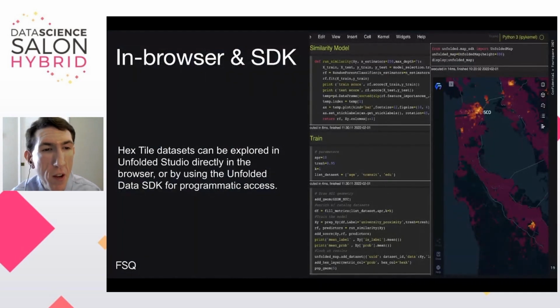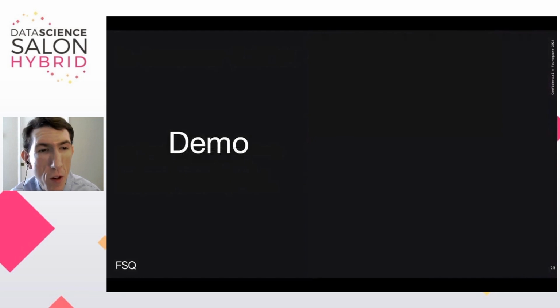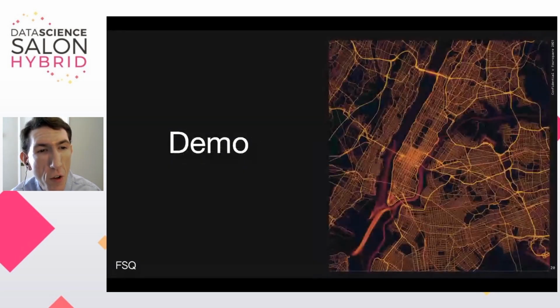As I just alluded to, hex tiles is something that you can use both in browser, so the Unfolded Studio platform, just very smoothly moving around these tile sets, as well as in SDK format. And we're going to be giving you some demos of these in just a moment here. And of course, the SDK form means that any programmatic access that you can think of on top of this way of delivering geotemporal data is available to you. So whatever type of machine learning or analytics you'd like to do on top of it is possible. Next slide, please.